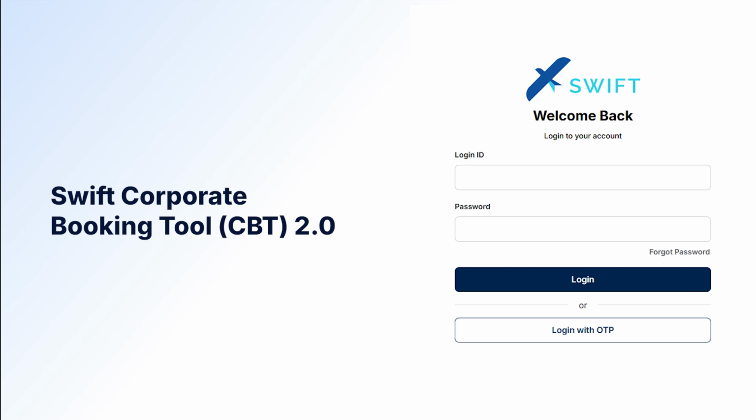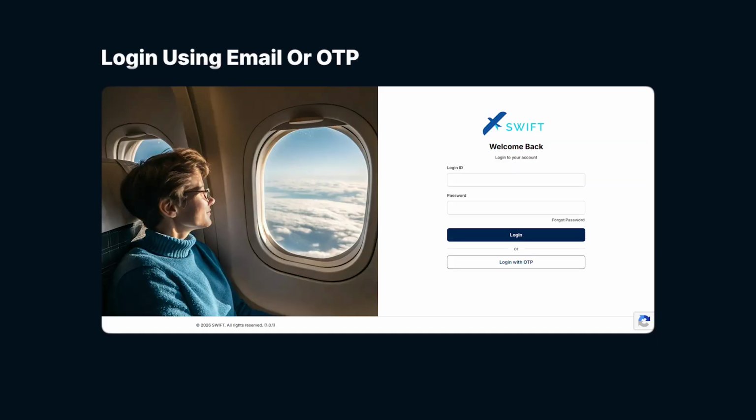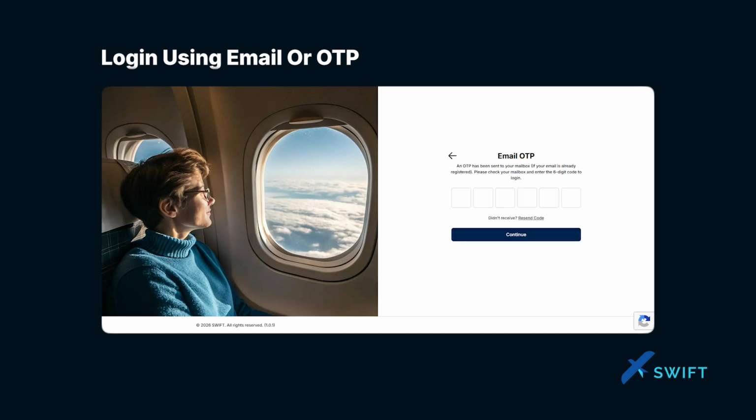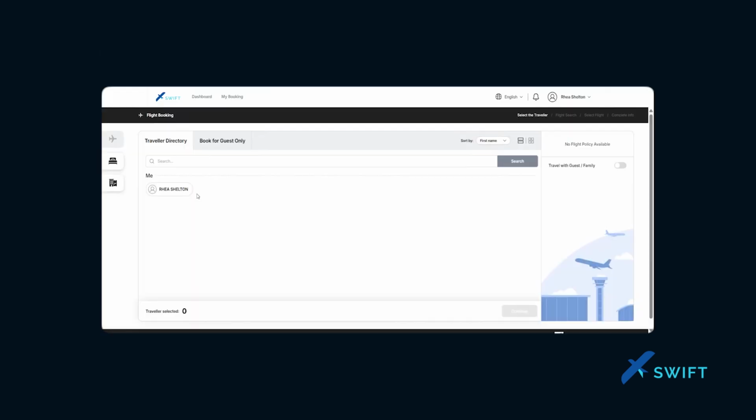Hello and welcome everyone. In this video, we'll walk you through how to use the Corporate Online Booking Tool 2.0. To get started, simply enter your login ID and password, then click the Login button. Alternatively, you can enter your official email address and choose to receive a one-time password to log in that way.